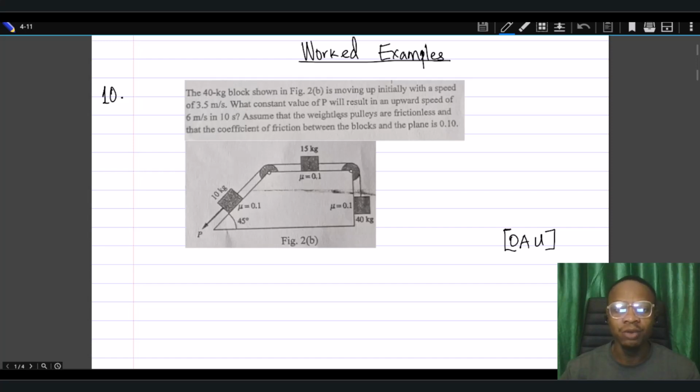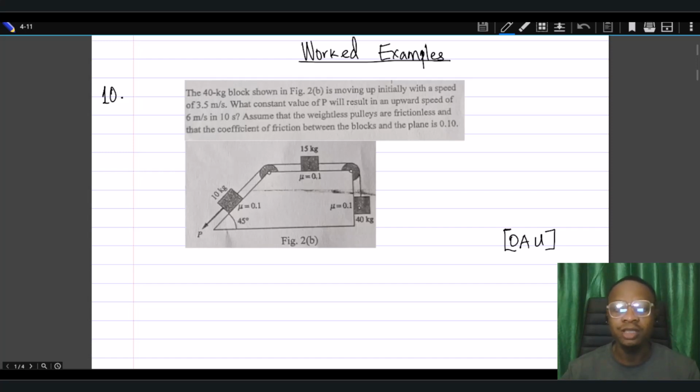What constant value of P? So this is P right here will result in an upward speed of 6 meters per second in 10 seconds. So that means we want the speed of this to go from the 3.5 meters per second it started with to 6 meters per second, and we want that to happen within 10 seconds.